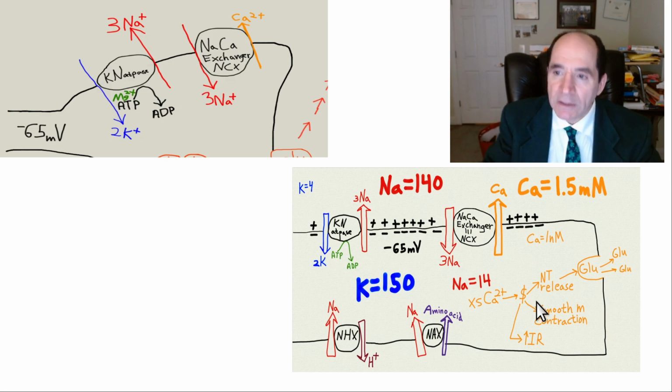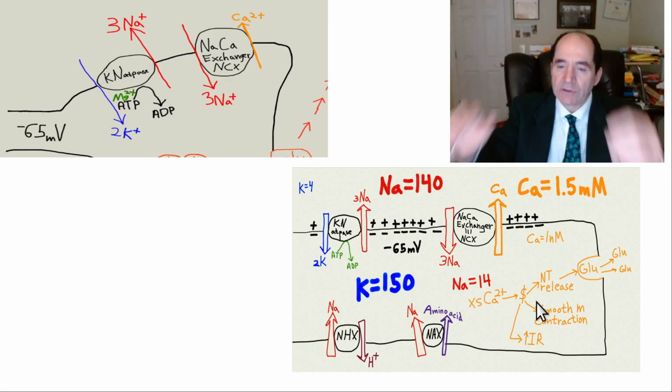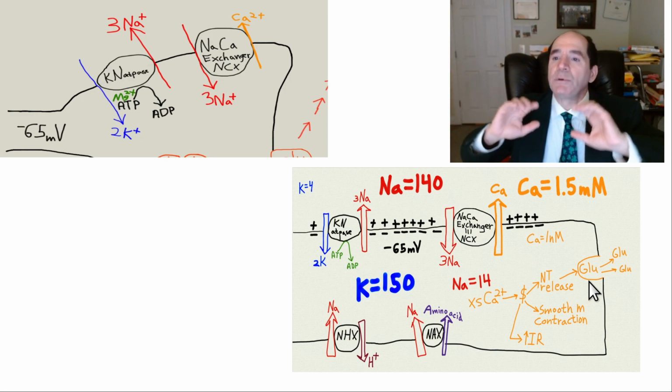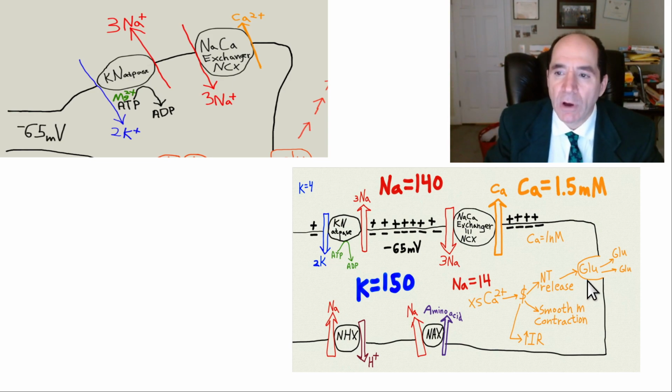So you need to know that. You need to know that calcium activates cells. You need to know that glutamate is 90% of brain neurotransmitters. It's excitatory. Those are all essential things you need to know.